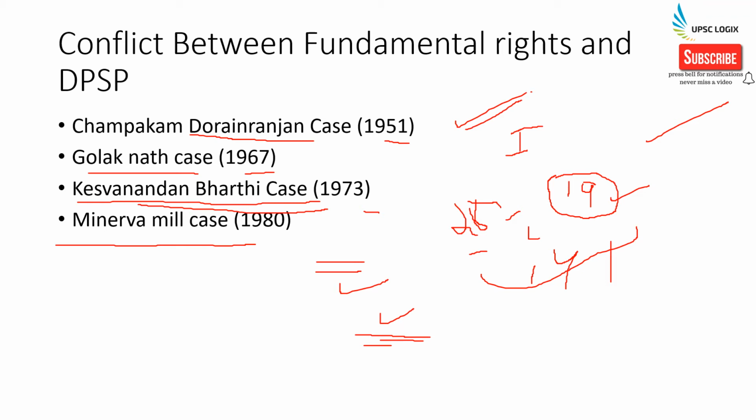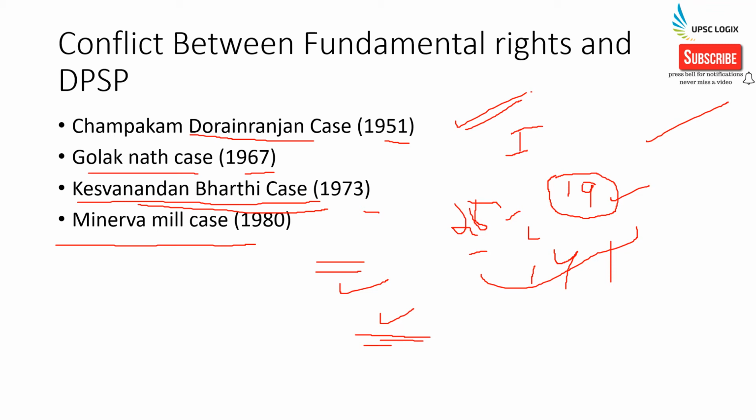So in the Minerva Mill case, the Supreme Court held that the Indian Constitution is founded on the bedrock of the balance between the fundamental rights and the directive principles. They together constitute the core of commitment to social revolution. They are like two wheels of a chariot, one no less than the other, and to give absolute primacy to one over the other is to disturb the harmony of the Constitution.